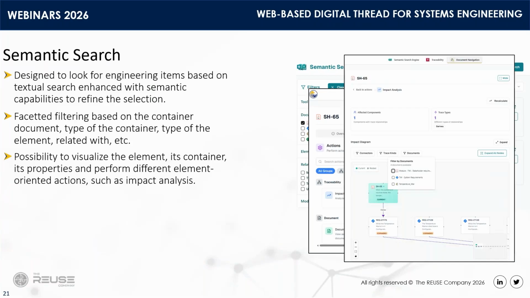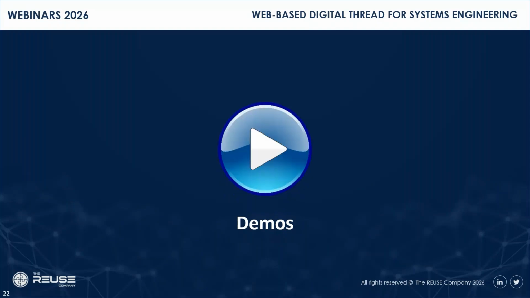And of course, as an example, this is the result of an impact analysis on a given element that might be changed. So we have to assess what is the impact of changing this requirement in our project. Okay, so we move forward to the demos.